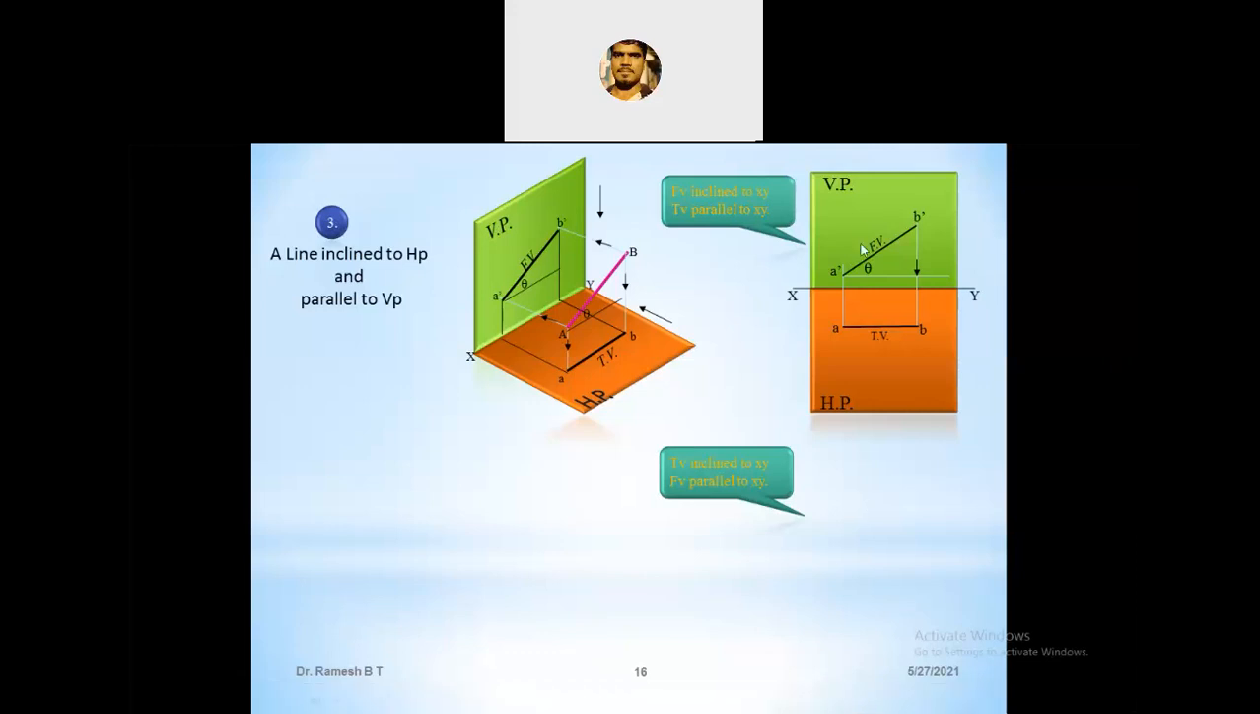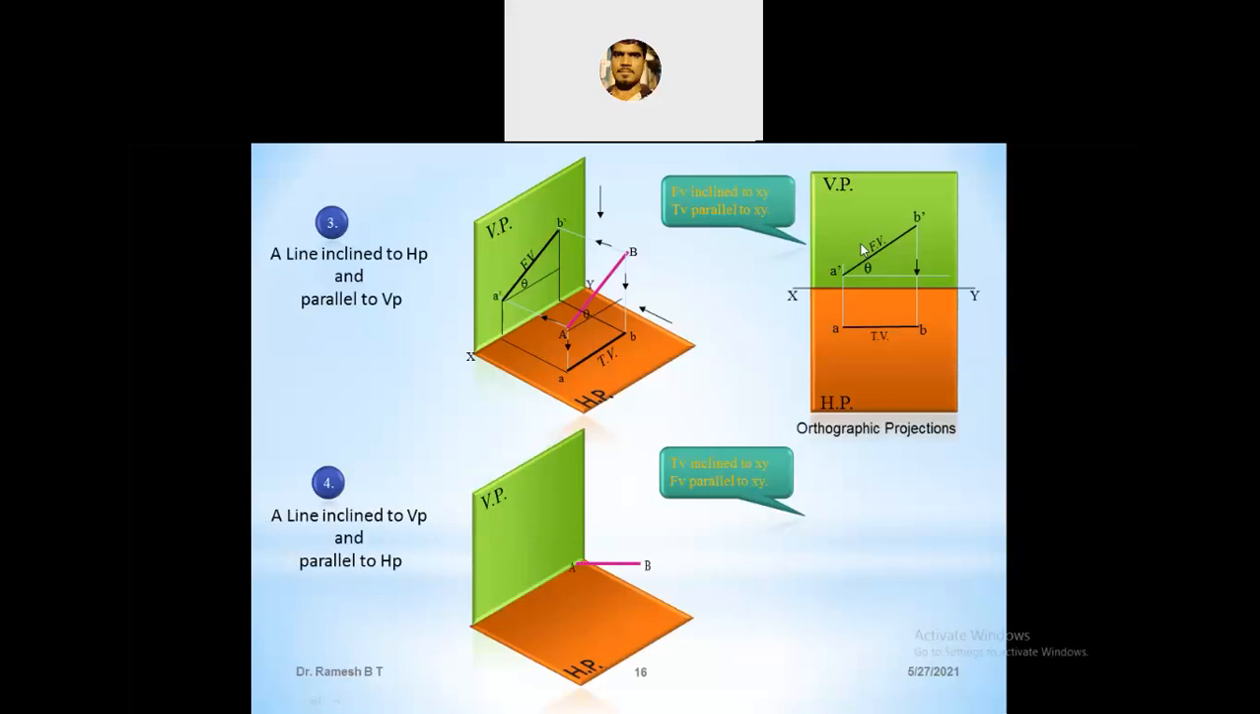And this is the representation in the orthographic. If the inclination to HP is given it appears in the front view, and if the inclination to VP is given it appears in the top view. The third and fourth conditions are the same, inclined to one and parallel to another. Here, inclined to VP and parallel to HP is the fourth. A dash is in line with A, B dash in line with B. You just observe.